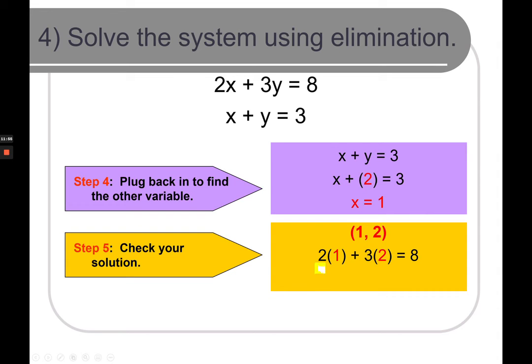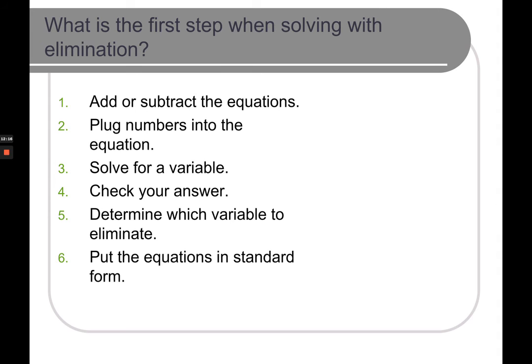By checking, 3 times 2 is 6 from the first equation. This is because this is y. 6 plus 2 is 8. Then that's correct. And then, obviously, it's true on the second equation. And therefore, indeed, x is 1, y is 2 is the correct solution. Okay.